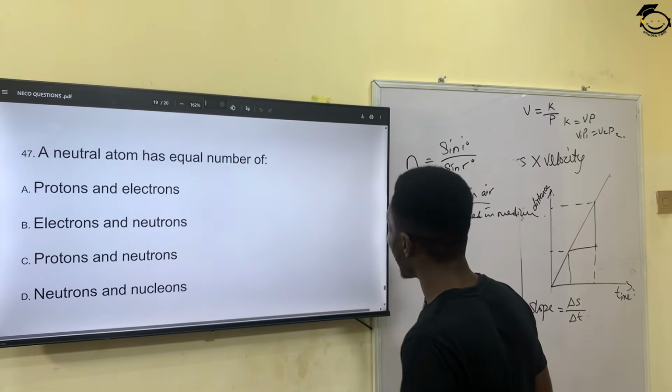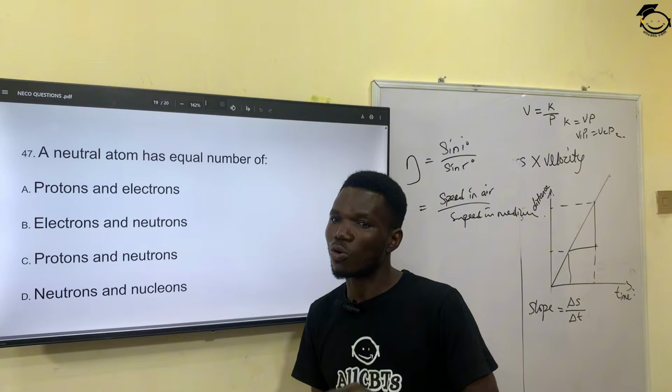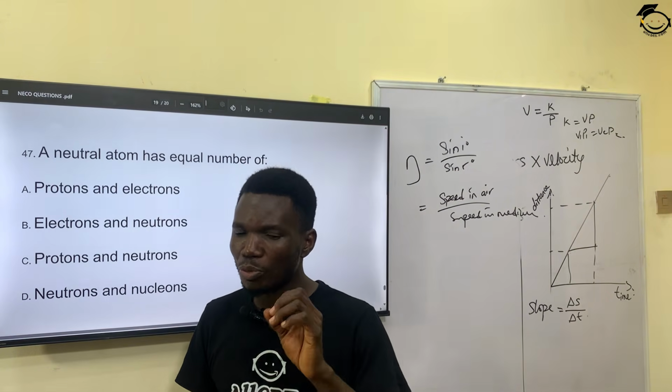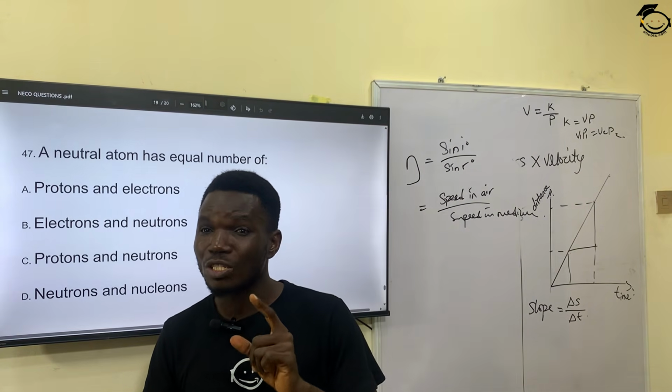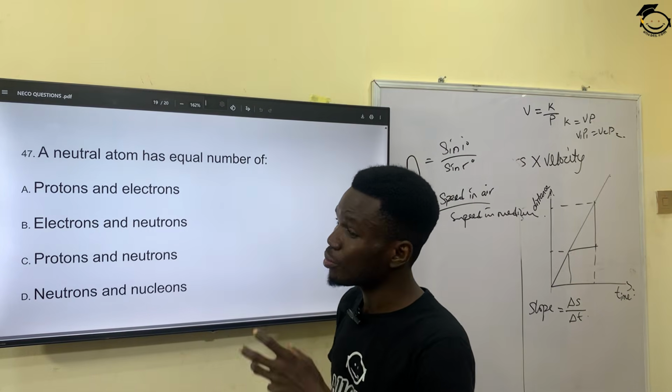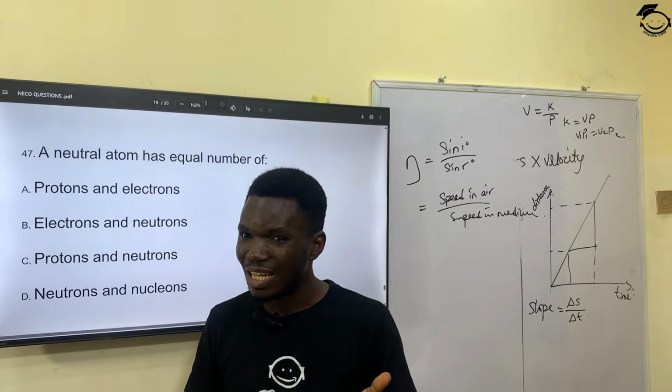That takes us to question number 47, which says a neutral atom has an equal number of dash. A neutral atom has an equal number of protons and electrons. So the protons and electrons are equal, hence the atom is neutral and balanced.